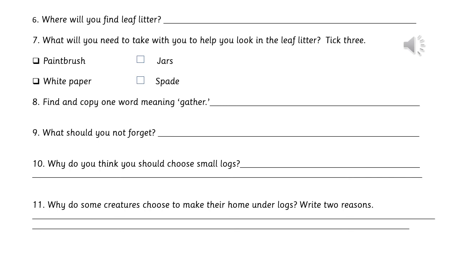Question number 8, find and copy one word meaning gather. Number 9, what should you not forget? Number 10, why do you think you should choose small logs? Number 11, why do some creatures choose to make their home under logs? Write 2 reasons.